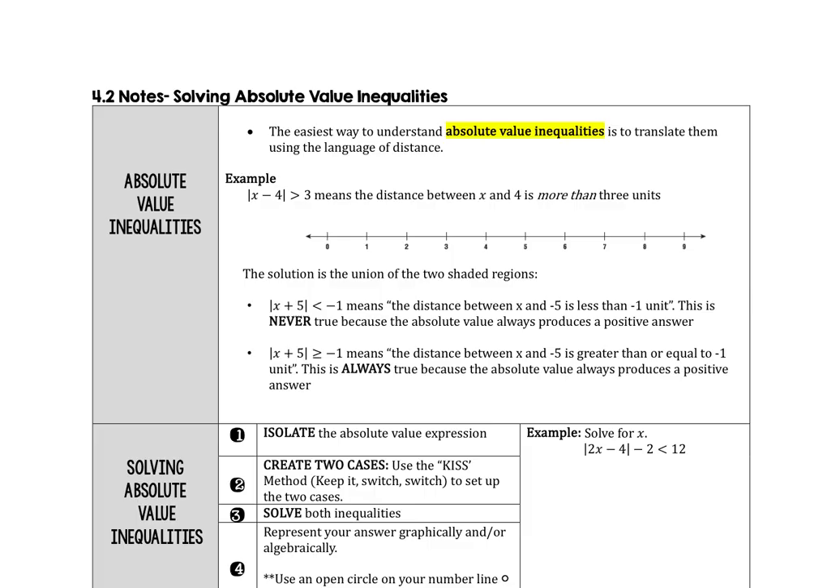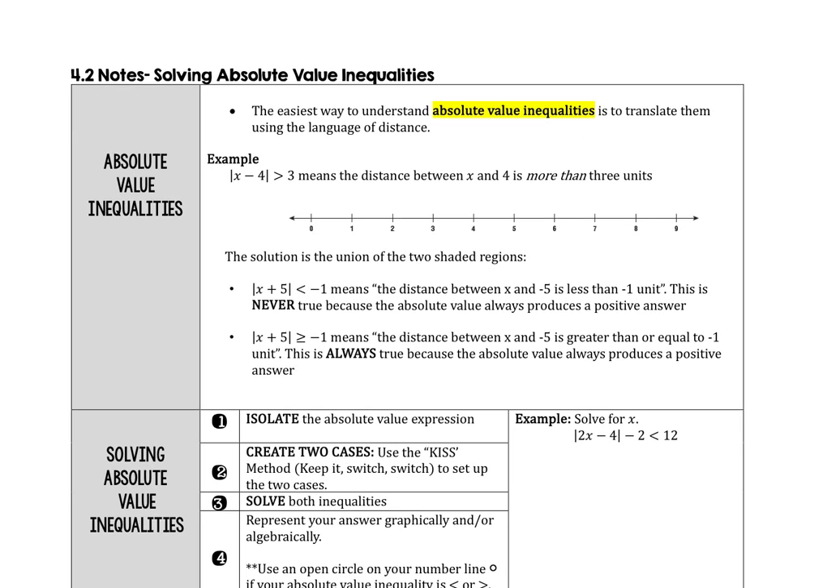So the example I gave you says the absolute value of x minus 4 is greater than 3. What this means is that the distance between x and 4 is going to be more than 3 units. So with our equations, the distance was equal to something. The distance between x and whatever was equal to 3. Now we're saying it's more than 3.